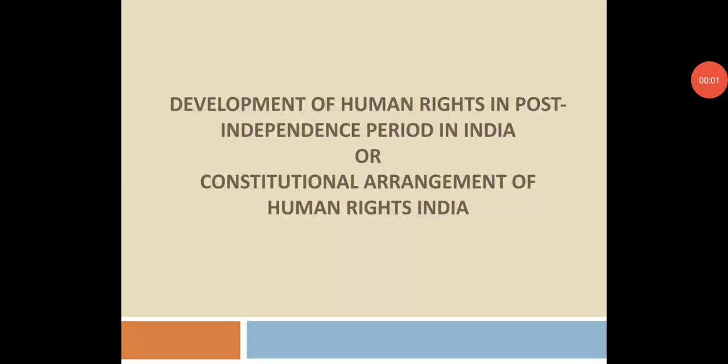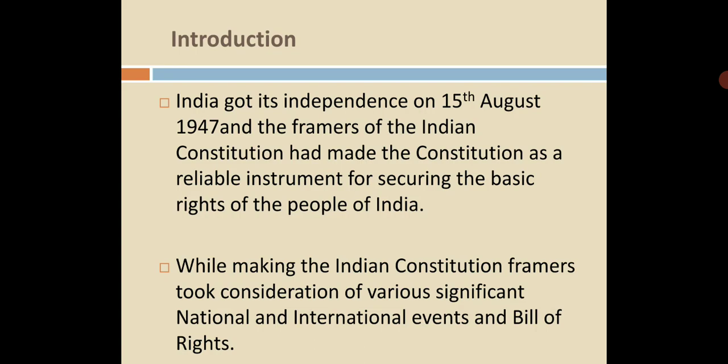Dear students, today I am going to discuss the topic Development of Human Rights in Post-Independence Period in India, or the Constitutional Arrangement of Human Rights in India. We all know that India got its independence on 15th August 1947, and the Constituent Assembly adopted the Constitution for India on 26 November 1949, and the Constitution was enforced in India since 26 January 1950.